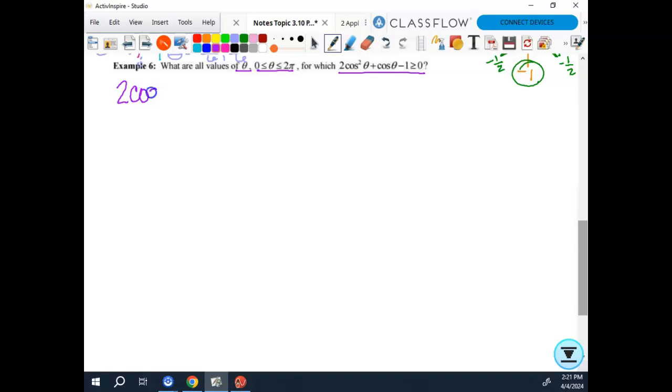Values of theta. Here's my domain restriction. Here's my equation, so let's rewrite it: 2 cosine squared theta plus cosine theta minus 1 is greater than or equal to 0. I can't just factor a cosine out of this one because I have that minus 1. This is a trinomial, a quadratic. It's going to factor into 2 binomials, and A is not 1. You can factor this even though it has trig in it. Just pretend the cosines are x's.